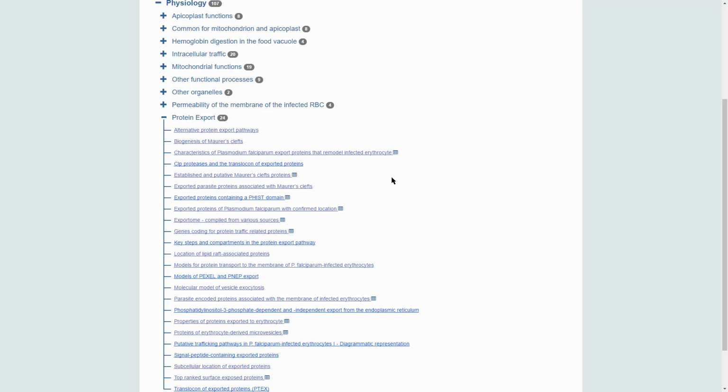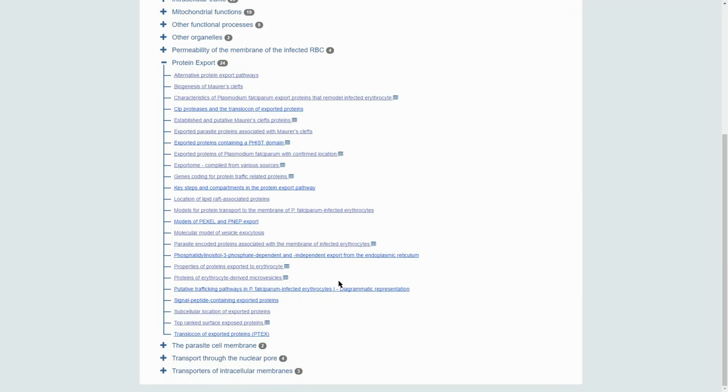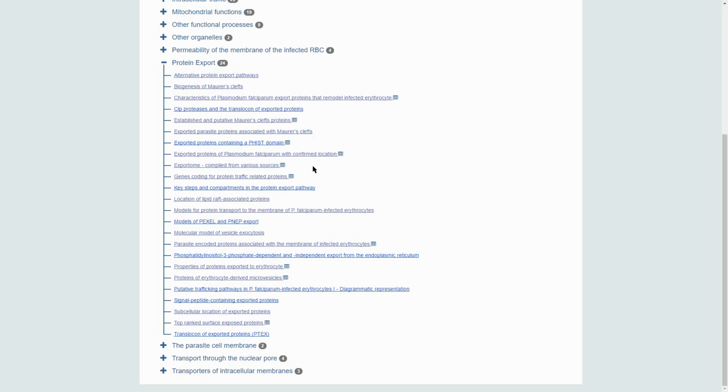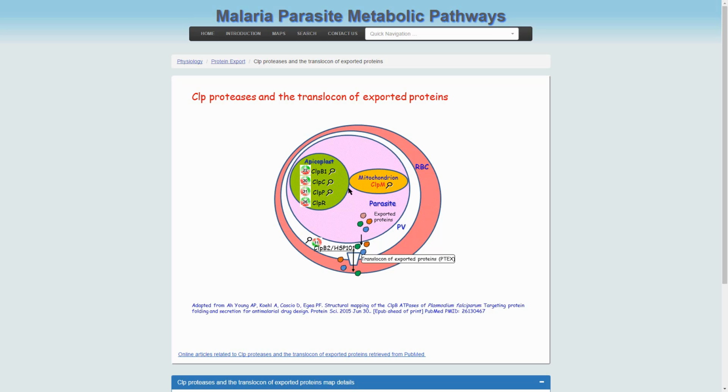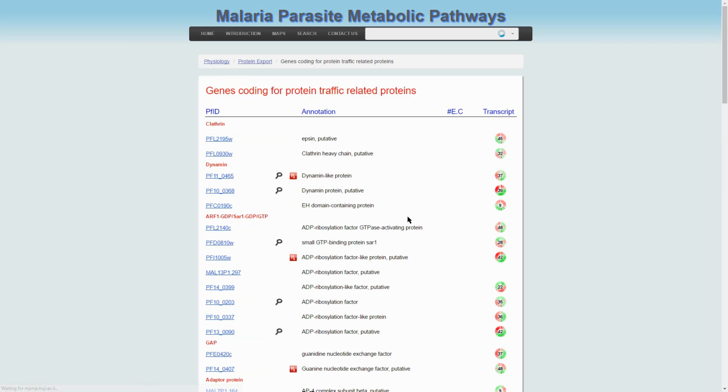Here we see the different maps and tables which deal with protein export. The parasite is known to export many of its proteins into the host cell and to the membrane and beyond. And we see here, for example, the subcellular location of exported proteins in different compartments of the infected cell. We see here the participation of clip proteases in the export, in the apicoplast, mitochondrion, and across the plasma membrane. And here a large table compiling all the genes that encode for protein traffic related proteins.